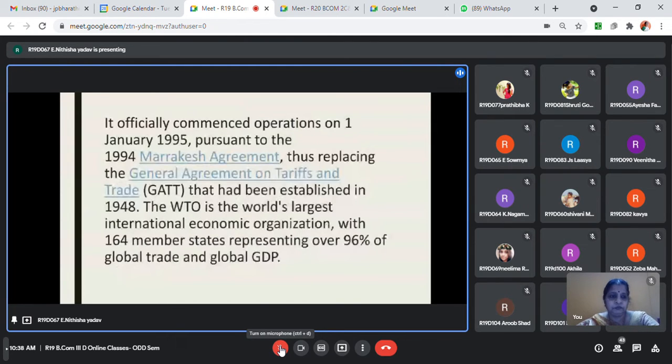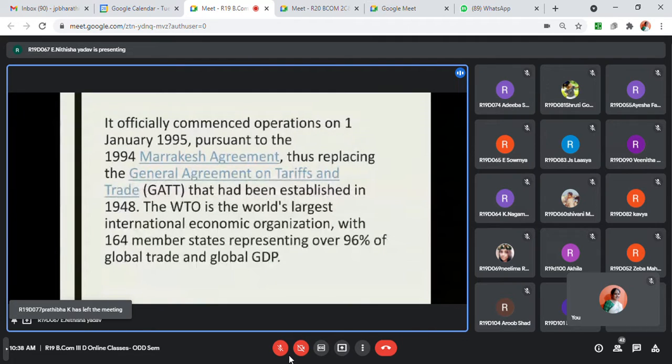It officially commenced operations on 1st January 1995, pursuant to the 1994 Marrakesh Agreement, thus replacing the General Agreement on Tariffs and Trade (GATT) that had been established in 1948.